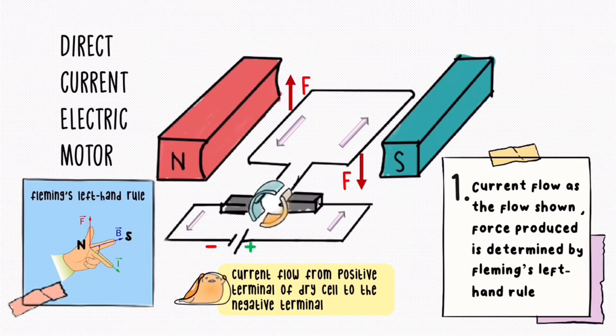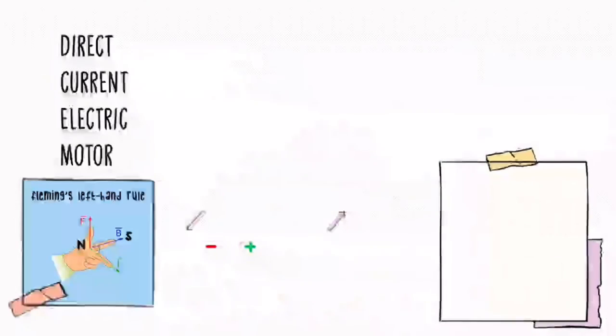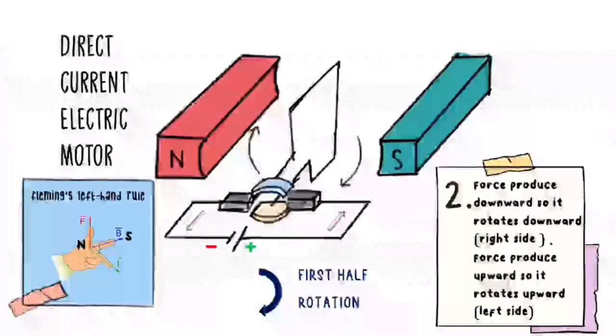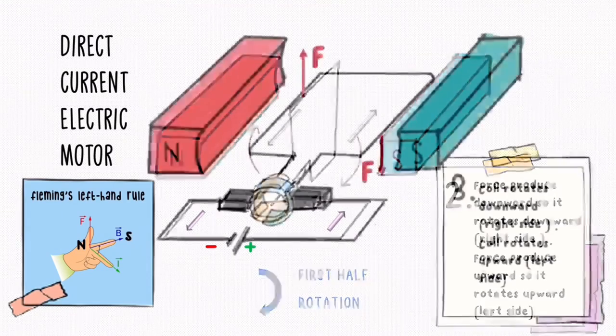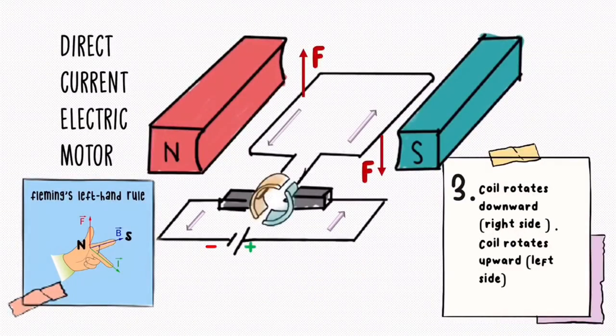At the right side, by using Fleming's left hand rule, we know that the force produced is downward and at the left side, the force produced is upward. The left side rotates downward, the right side rotates upward. This is the first half rotation. As it goes back to this position, the current flow is still the same but flowing in a different coil. As you can see, the current flow in the blue commutator is initially toward the dry cell. But now, the current flow is opposite.